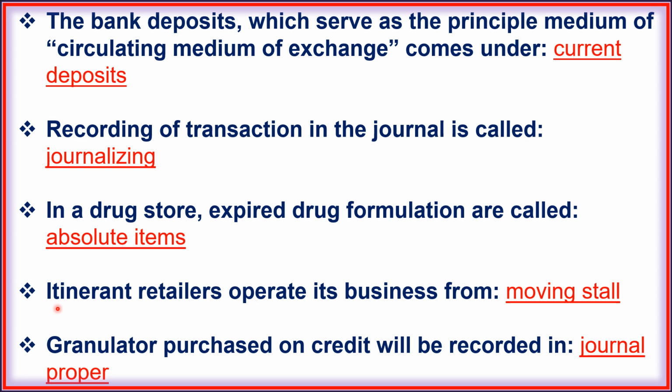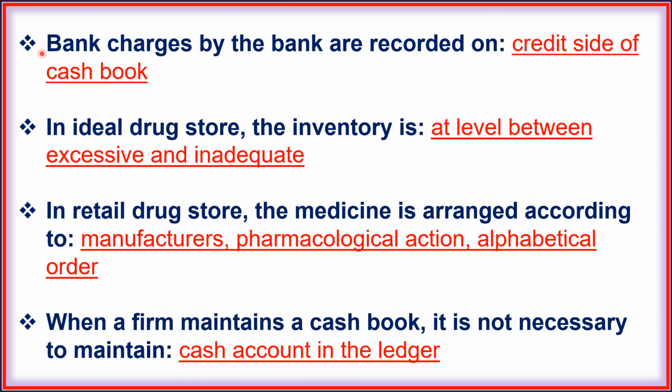Next, itinerant retailers operate their business from moving stall. Next, granulator purchased on credit will be recorded in journal proper. Next, bank charges by the bank are recorded on the credit side of cash book.